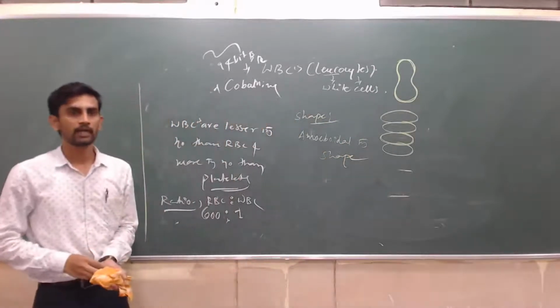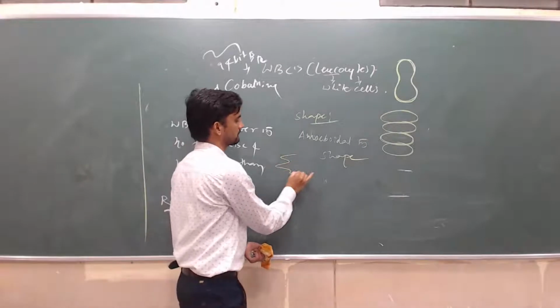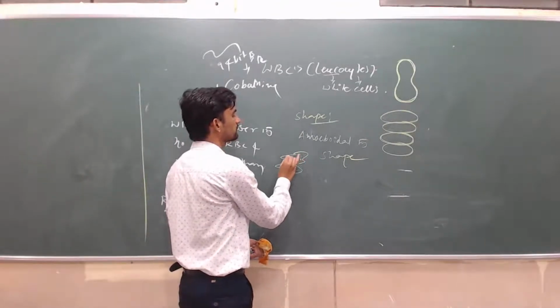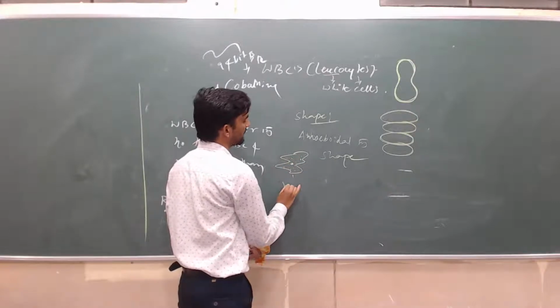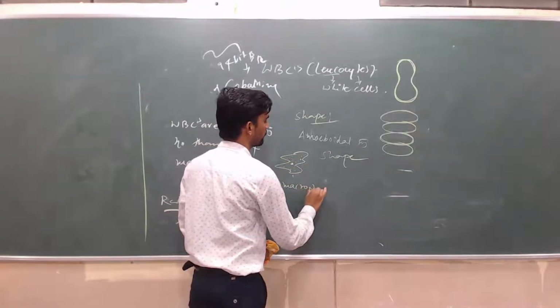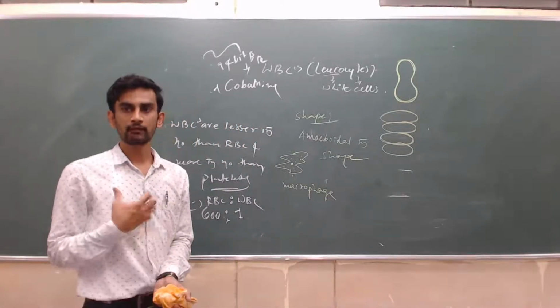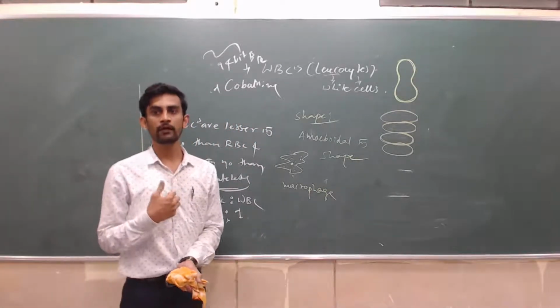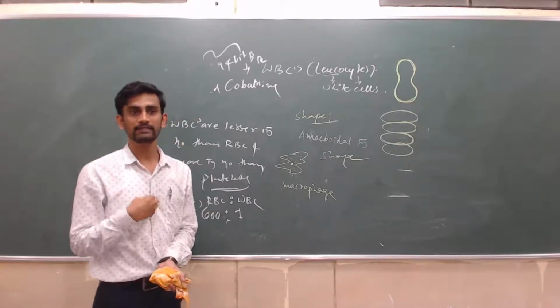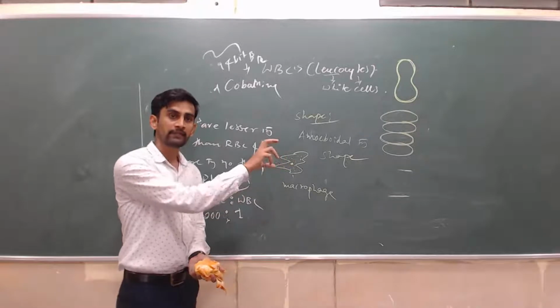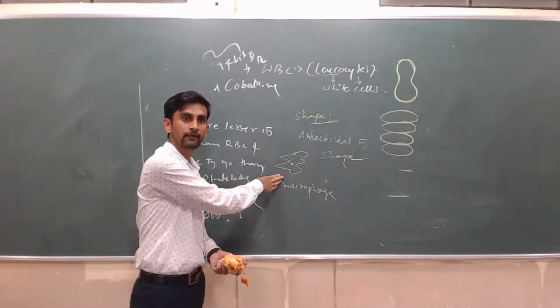Amoeboid shape. Amoeboid in the sense like this. It is a type of WBC we call as macrophage. You heard this word macrophage? In our body, in our tissues, any foreign particle will come in immediately. So this is in a different form. It may change into this amoeba-like structure.